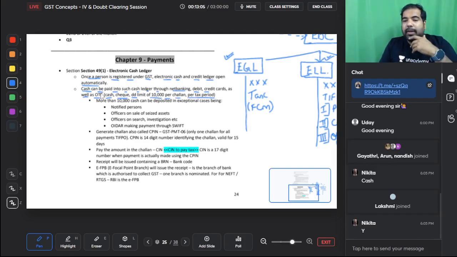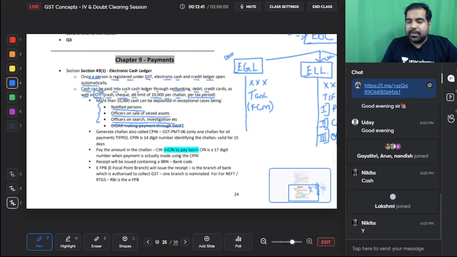They don't want you to pay cash, check and DD. They want you to use electronic means, and hence they have put a limit. This limit applies to you and me, but three categories of people it does not apply to. If the officers have sold some assets of Vijay Mallya, Nirav Modi, etc., or some GST fraudster, and they are paying some cash, that is perfectly okay. If officers have done some search investigation and they are paying, an OIDR making payment, this we will see at CA final, or any other notified person, then they can pay cash more than 10,000. Yes, they can pay over the counter more than 10,000 per month per period.